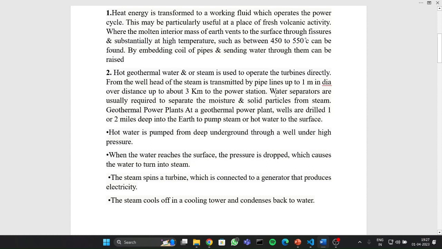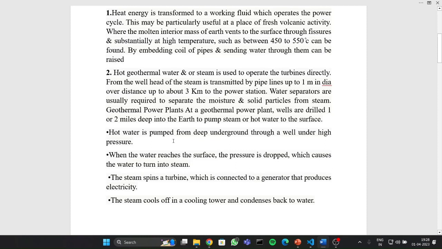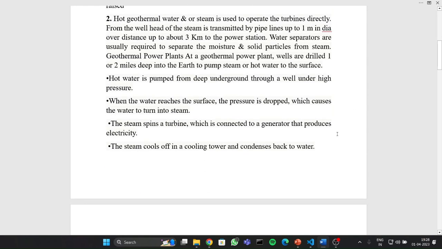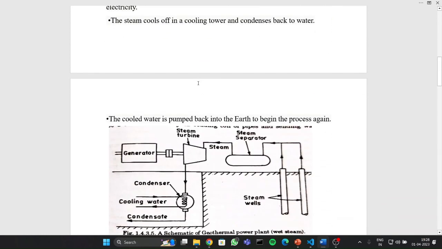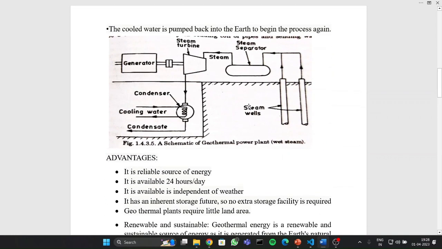So the water separators are the condensers which separate the steam and the water in the station, and the moisture and solid particles are separated. The hot water is pumped from deep underground through a well in high pressure. This high pressure makes the water convert into steam, and steam spins the turbine, which is in turn connected to a generator that produces electricity. Once the steam cools off, it is condensed back into water, and the cooled water is pumped back into the Earth's surface. And the process is repeated again and again.